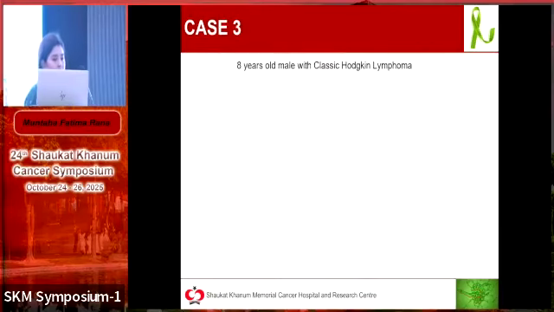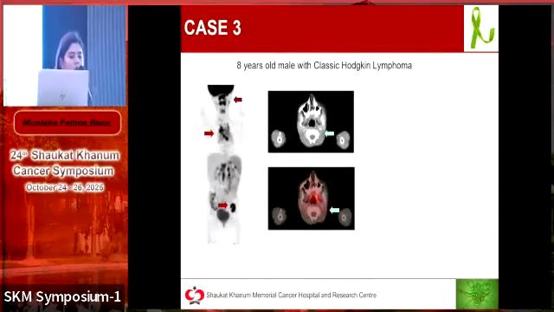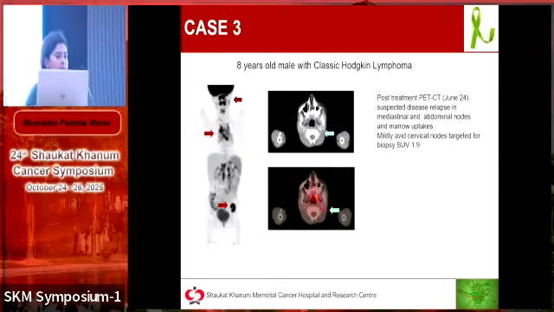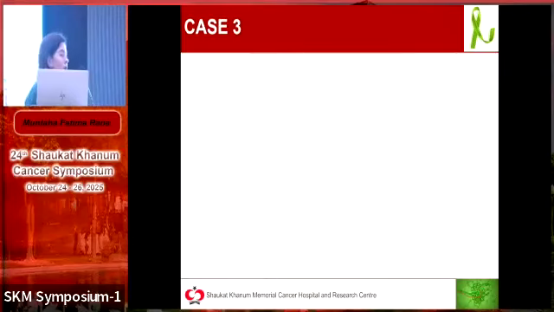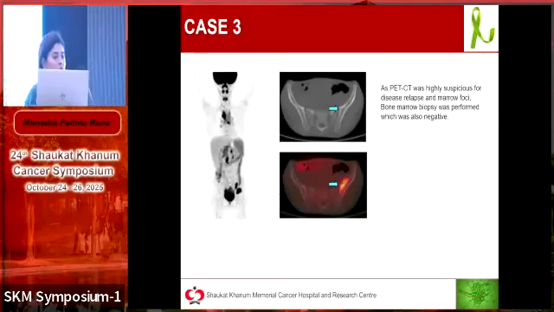This is an interesting case of an 8-year-old male with classic Hodgkin lymphoma, suspected relapse. PET-CT scan was performed. We see disease at multiple sites in the mediastinum, abdomen, and marrow uptake in the left iliac bone. But because of the accessibility, mildly avid cervical nodes were targeted for biopsy. But the biopsy came out reactive. So as PET was highly suspicious for avid disease, they performed a bone marrow biopsy on this patient, which also came out to be negative. Then they performed a targeted biopsy of the left iliac bone lesion, but it failed to reveal any malignant cells.